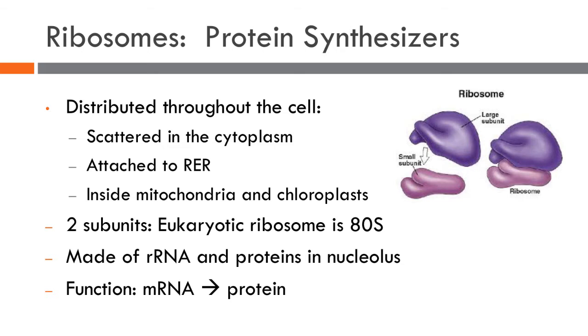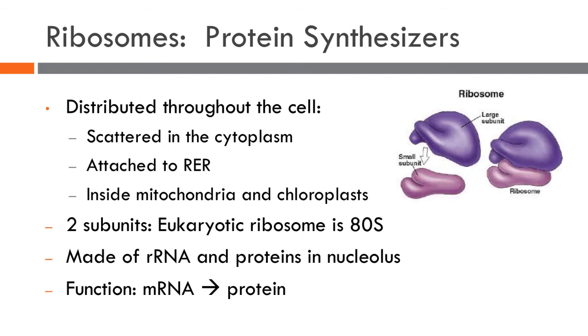However, in eukaryotes, the ribosome is bigger. The eukaryotic ribosome is 80S, whereas the prokaryotic ribosome is 70S. You can find ribosomes throughout the cell. They're made in the nucleolus of the nucleus. They leave the nucleus and go into the cytoplasm. They can stay in the cytoplasm or they can become attached to the rough ER. You can also find ribosomes inside the mitochondria and chloroplasts.